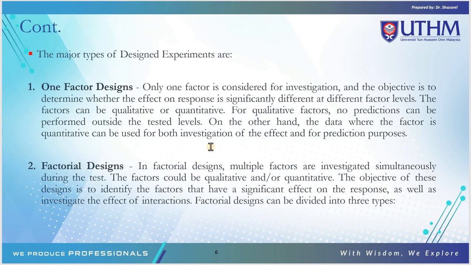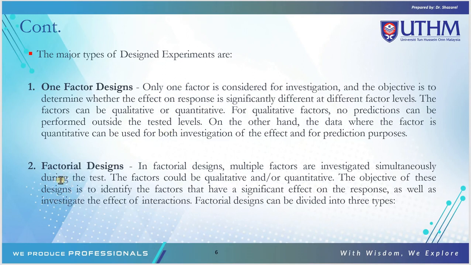There are several types of design of experiment. The first one is the one factor design. The factor can be quantitative or qualitative. For quantitative, we can adjust or control the level of the factors. But for the qualitative, we cannot adjust them, which means no prediction can be performed outside the tested levels because we cannot control the level of the factors.